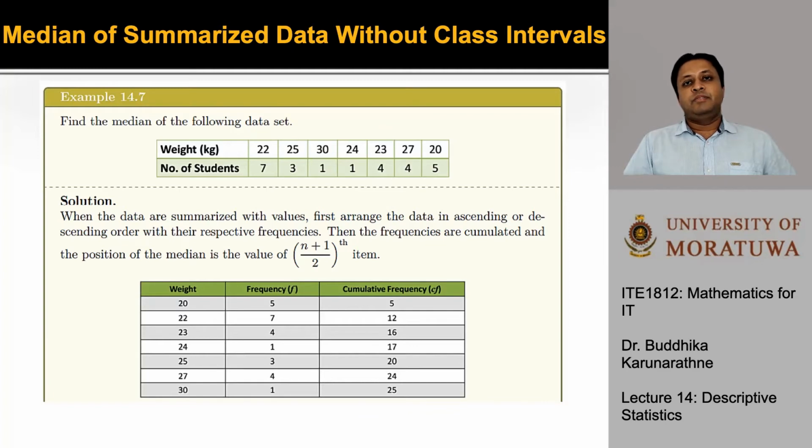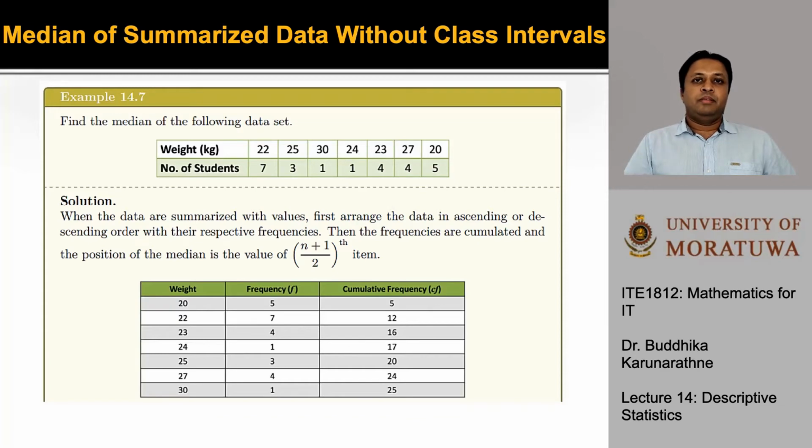When the data are summarized with values, first arrange the data in ascending order or descending order with their respective frequencies. So what you do is, you take all the values and sort them in ascending order, which gives you in the table at the bottom, in the first column, weights 20, 22, 23, 24, 25, 27, and 30, and so on. Then the frequencies are accumulated and the position of the median is the value of, once again, the (n plus 1) over 2 item.